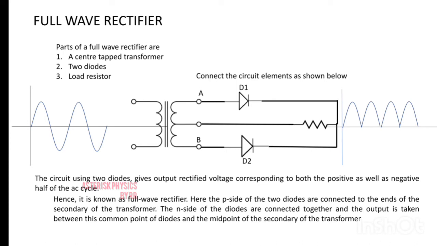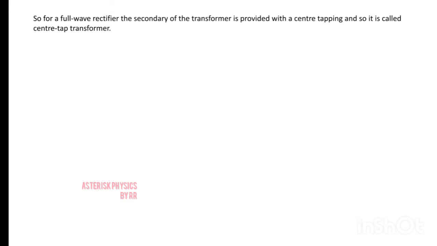Here, the P side of the two diodes are connected to the ends of the secondary of the transformer. The N side of the diodes are connected together and the output is taken between this common point of diodes and the midpoint of the secondary of the transformer. That is, the output is taken across the load resistance RL. So, for a full wave rectifier, the secondary of the transformer is provided with a center tapping, and so it is called a center tap transformer.